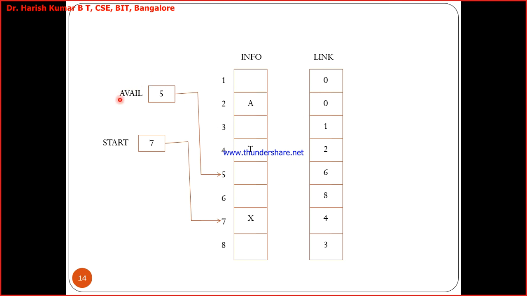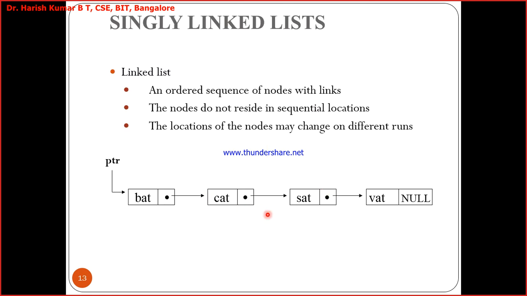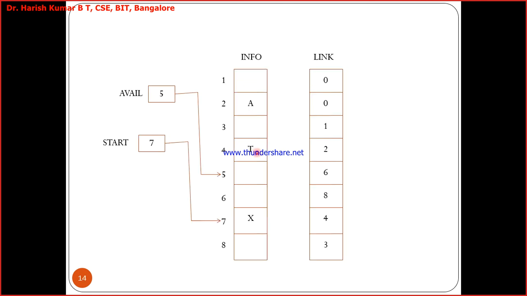We have one more list here, or I can call it one more node, with the name avail. At any point of time this will tell how many more nodes can be added. For example, the maximum capacity I've defined is 8 nodes. What I'm showing here represents the info field, and this is the link field. Pictorially we represented it like this, but in memory this is how it gets stored.